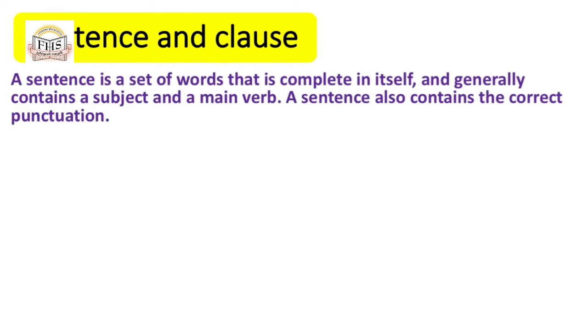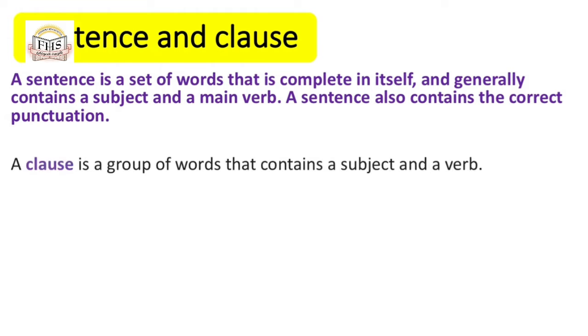A sentence is a set of words that is complete in itself and generally contains a subject and a main verb. A sentence also contains the correct punctuation. In other words, a sentence is complete by itself. Meanwhile, a clause is a group of words that contains a subject and a verb.